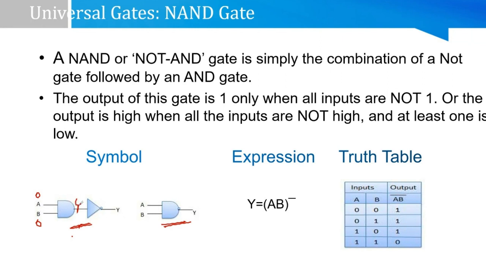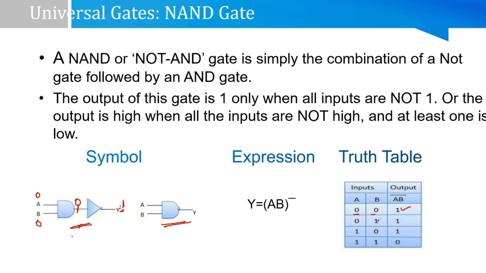0. Here the output of the AND gate is 0. The input of the inverter is 0. If the input of the inverter is 0, the output will become 1. So when both the inputs are at 0, you will get the output as 1. So here you can see that A is 0, B is 0, output is 1.